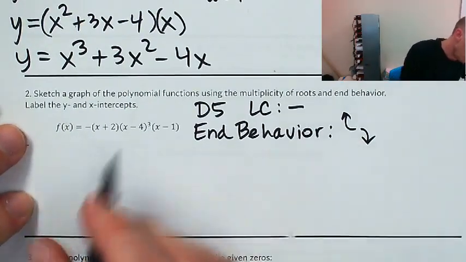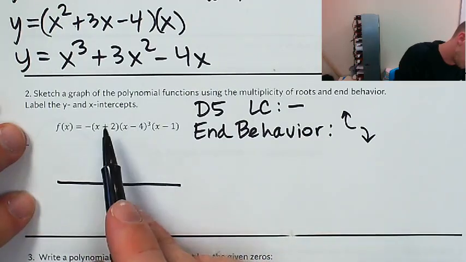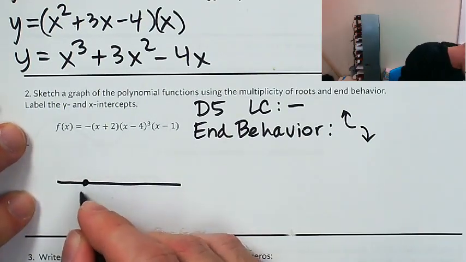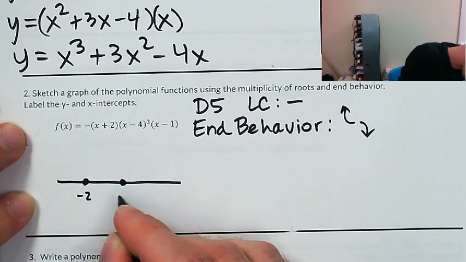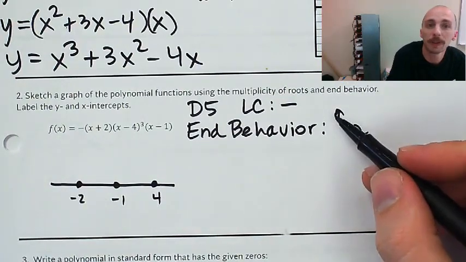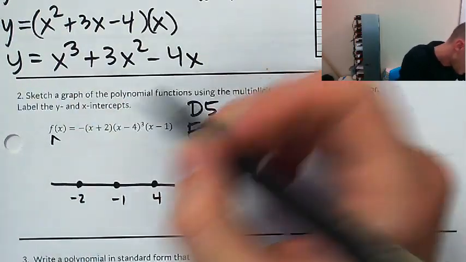All right, and now I'm going to draw myself an x-axis. I'm going to label it with the zeros: x equals negative 2, x equals positive 1, x equals positive 4. And I'm going to start with the end behavior. It's coming from above and going down as I move left to right. So I'm going to start up here.